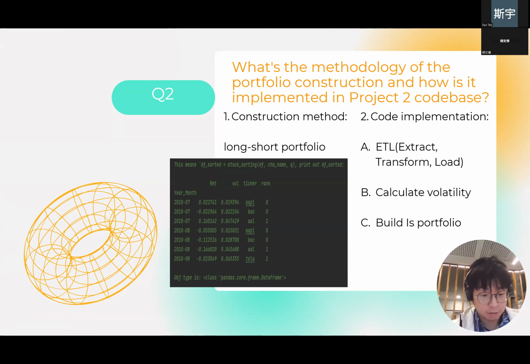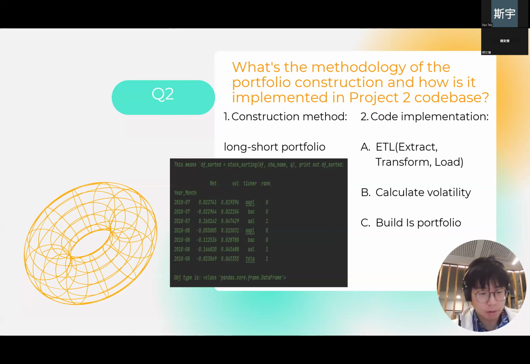The volatility calculation function, when the parameter name is set to vol, calculates the monthly volatility using the standard deviation of the closing price of the ETL result. The monthly volatility calculated in the previous step is then combined with the monthly return using the merge tables function, organized into a table to facilitate the portfolio construction.